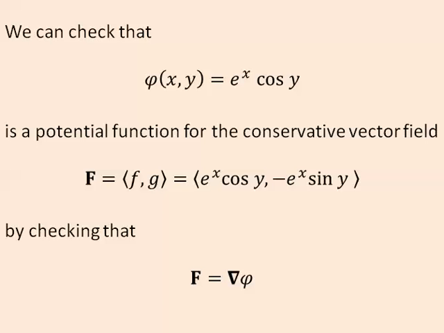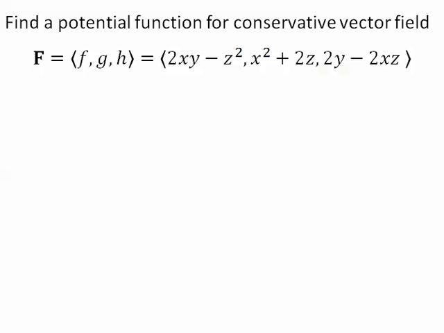So we can check that this phi that we found is a potential function for the conservative vector field by checking that F is the gradient of phi. So you might want to turn off the video and just check that right now. Now let's do the harder problem. This, as you might guess, will involve more complicating features, but it's the same idea.